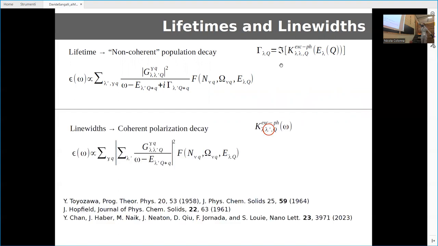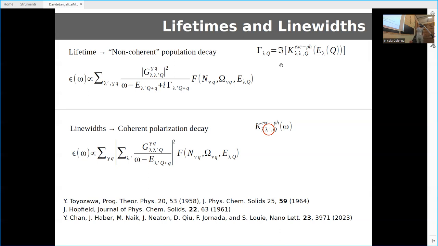A nice work which came out recently discussed the difference between having a lifetime for the exciton and plugging this lifetime directly into the denominator of the absorption to get the line width. Instead, what matters is that not only the diagonal of the kernel, but the full kernel lambda lambda prime is taken into account. This has to do with the difference between the lifetime of the exciton as a particle and the line width which appears in the spectrum, which is related to the decay of the excitonic polarization, so to a dephasing process.